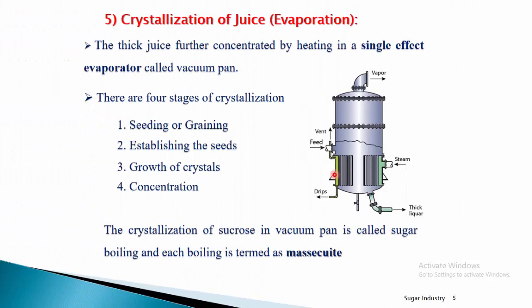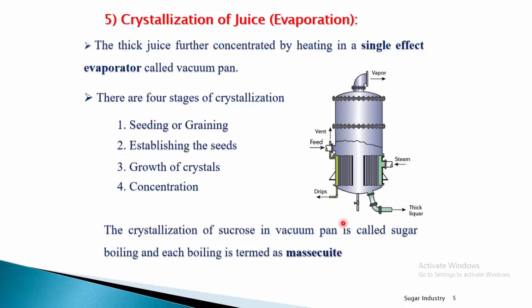Next, crystallization of juice from the evaporation, that is, the single effect evaporator. Previously we studied the multi-effect evaporator; now this is the single effect evaporator. Once the juice reaches 65% crystals, the thick juice is further concentrated by heating in a single effect evaporator called the vacuum pan. Here the juice containing 65% semi-solid crystals is further pumped into the single effect evaporator, that is the vacuum pan.